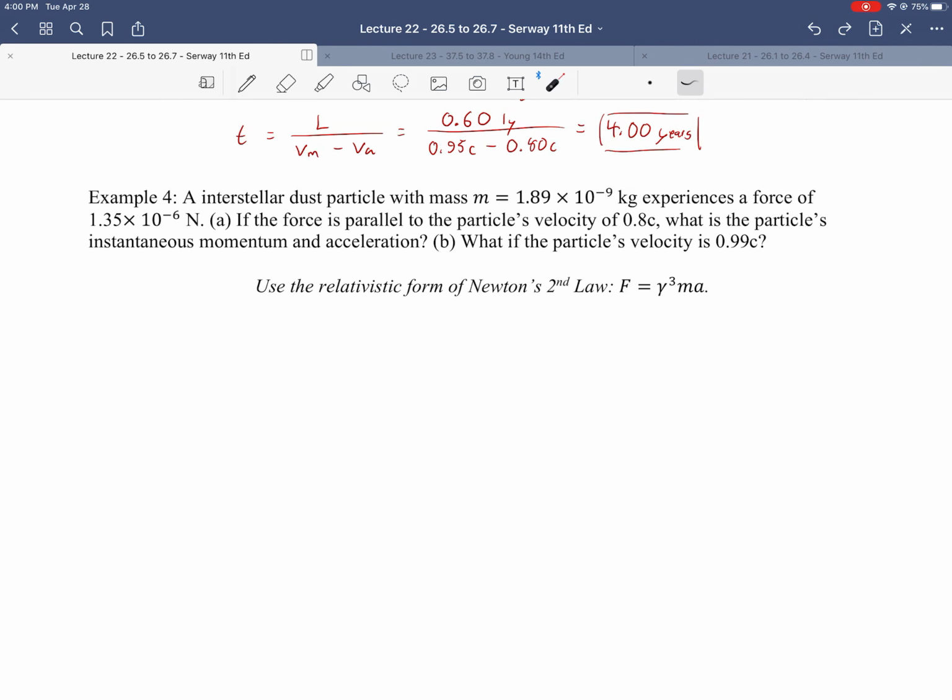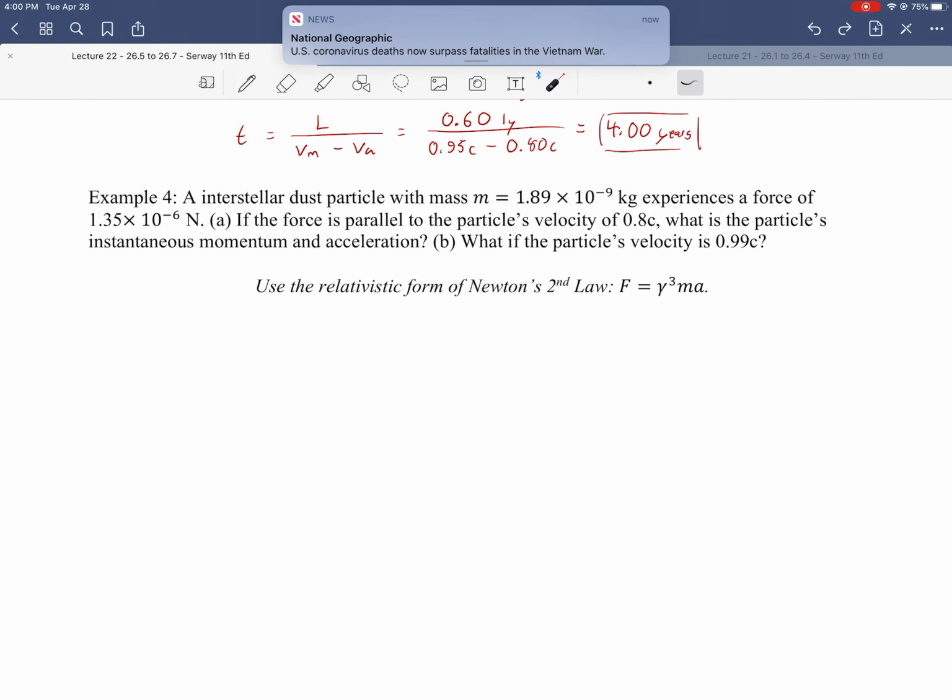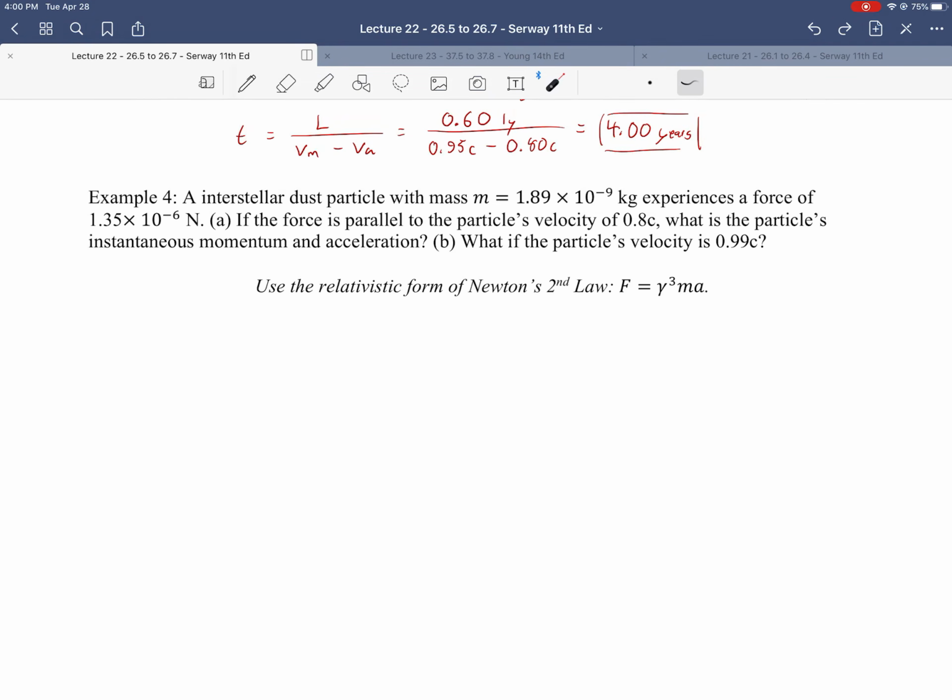So example 4: an interstellar dust particle with a mass of 1.8 times 10 to the negative 9 kilograms experiences a force of 1.35 times 10 to the negative 6 newtons. If the force is parallel to the particle's velocity of 0.8c, what is the particle's instantaneous momentum and acceleration?